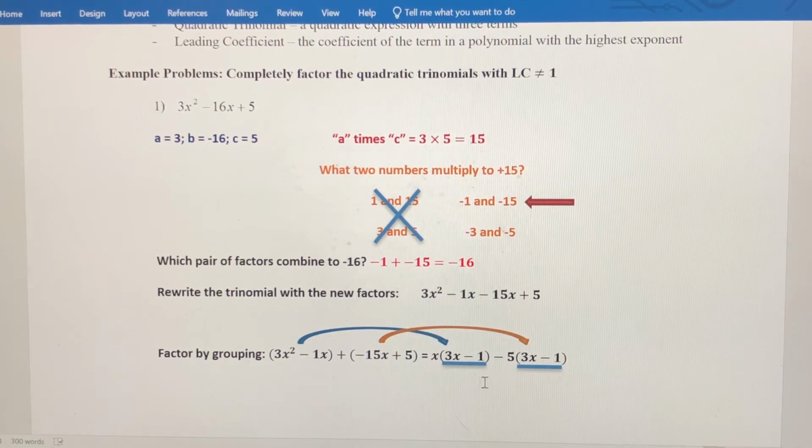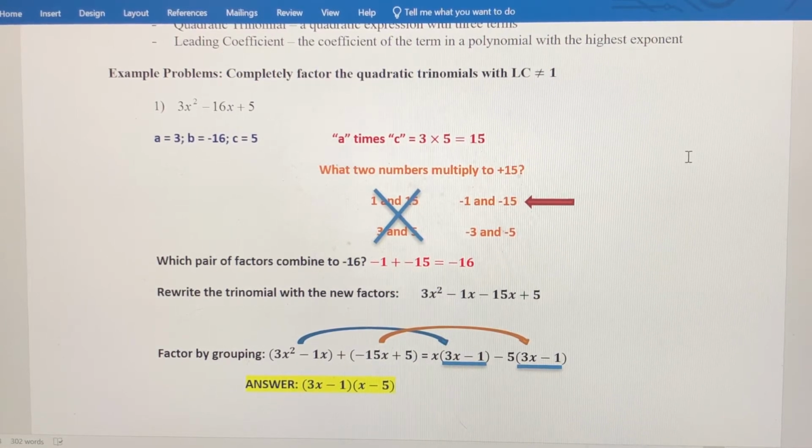So what I want to do now is take out a GCF again. This expression and this expression have a greatest common factor that I've underlined here, 3x minus 1. So I'm going to take that 3x minus 1 out. What's left when I divide this by 3x minus 1 is an x that goes there. When I divide out 3x minus 1 from here, there's a negative 5 left over, so x minus 5. So that's going to be my answer. That's the complete factorization for 3x squared minus 16x plus 5.